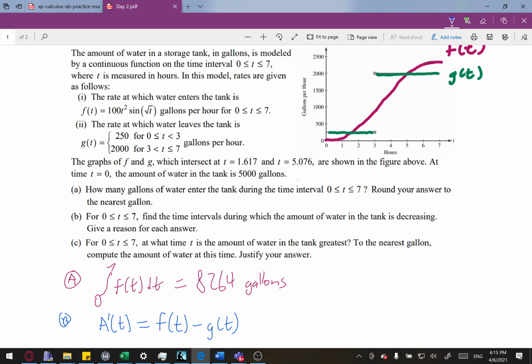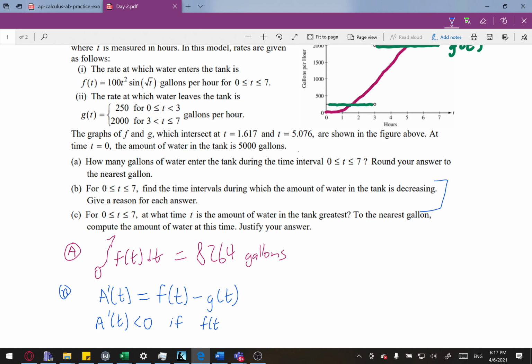A prime t should be negative. Okay, so that means the rate at which water is leaving should be larger than the rate at which water is entering the tank, right? A prime t is negative if f of t is less than g of t.